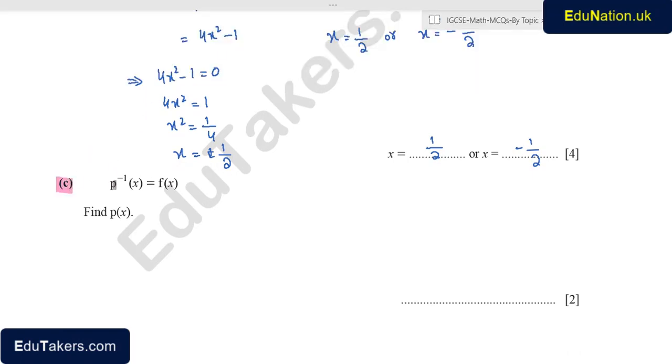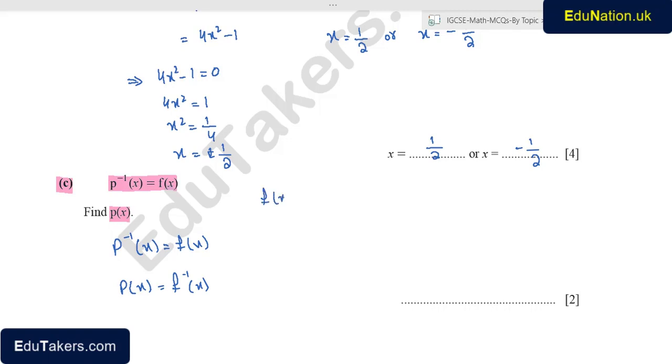Part C is p inverse of x is equal to f of x. Find p of x. p inverse of x is equal to f of x. Then p of x is equal to f inverse of x. That means we have to calculate f inverse of x.